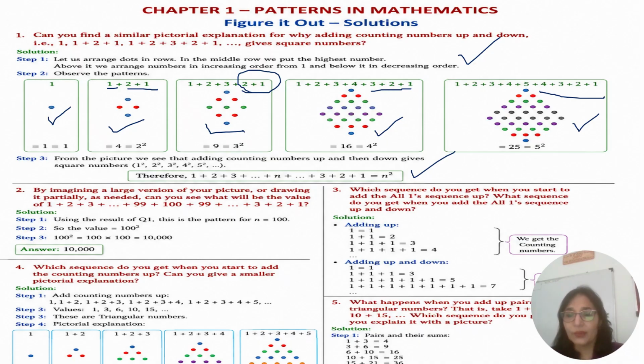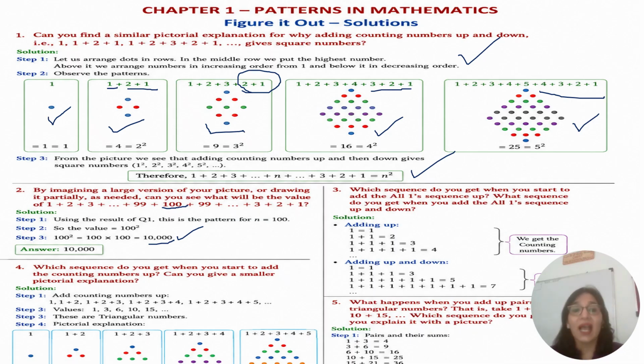Next, question number 2. By imagining a large version of your picture or drawing it partially as needed, can you see what will be the value of this? Okay, the question is on the screen. Now, if we use the pattern of question number 1, now here you find that the number is what? 100. That is the highest number, right? So when we take 100, what will be the 100 square? It will be 10,000.